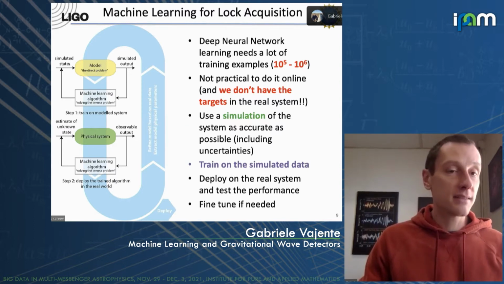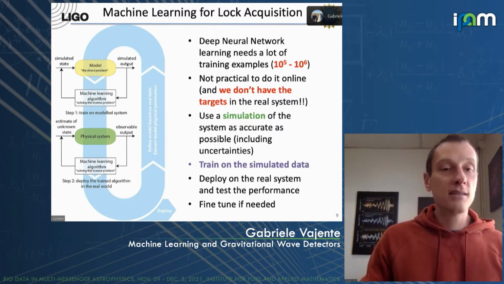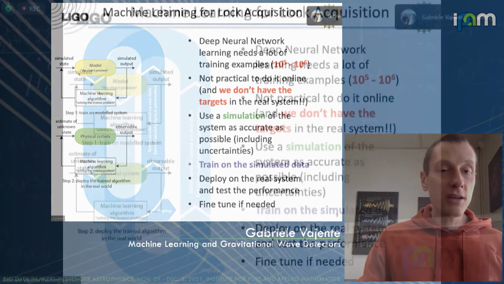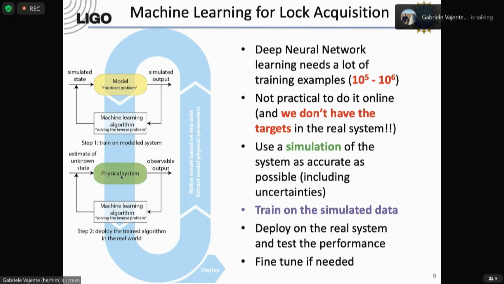So you simulate some state evolution, and then you get the simulated output, and then you train a machine learning algorithm to solve the inverse problem, and so to predict the state given the output. And then you can essentially deploy these on the physical system, on the real system, when at this point you don't know the state, but you have an observable output. And then you can see how well the machine learning algorithm you trained in simulation can reproduce the behavior of the physical system.